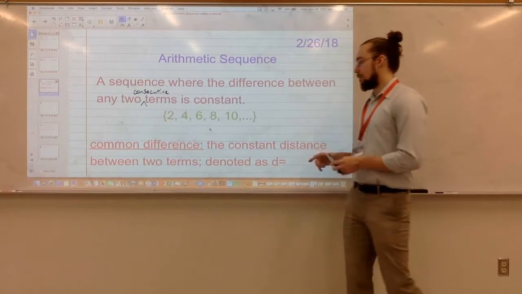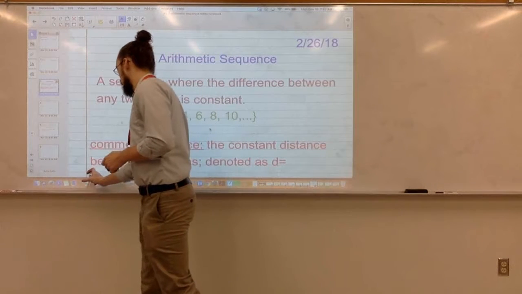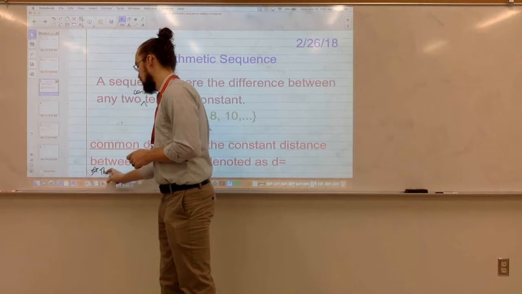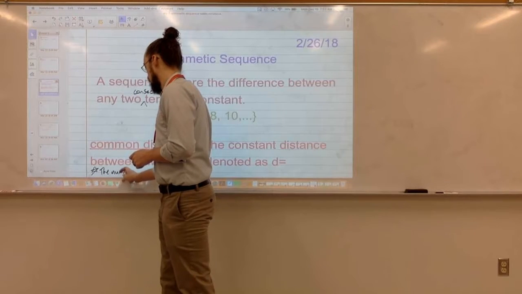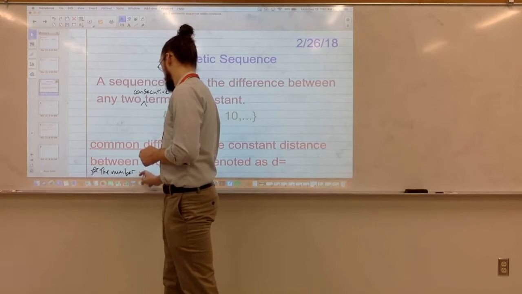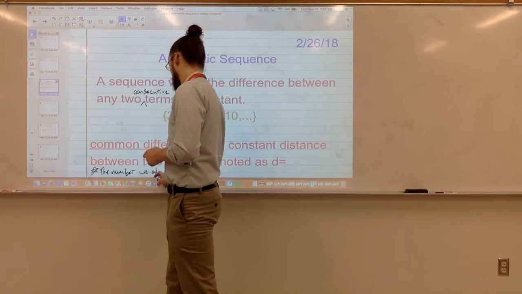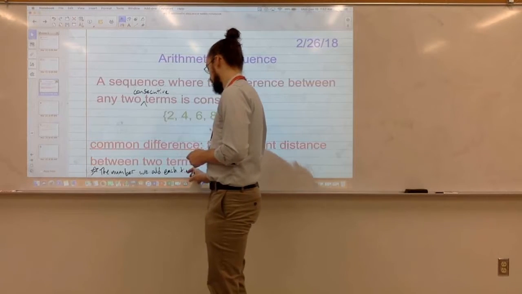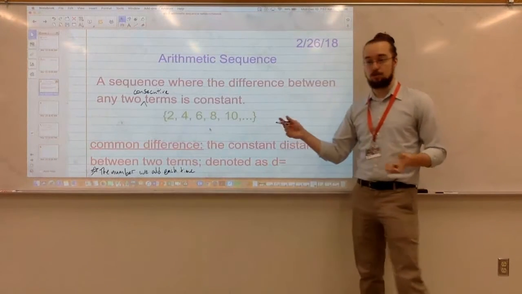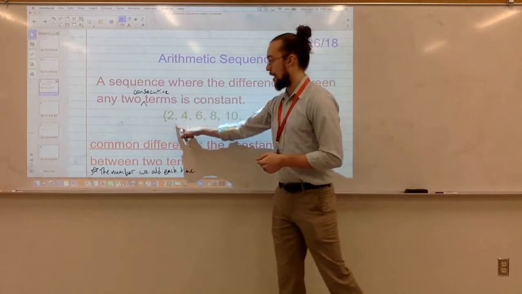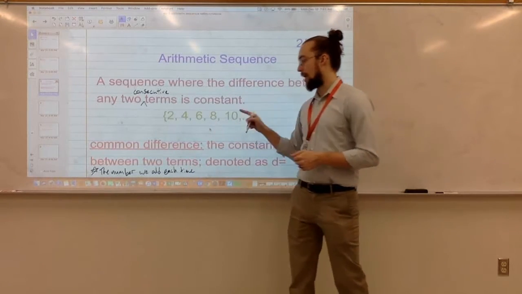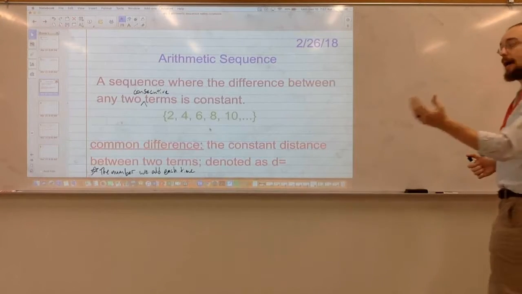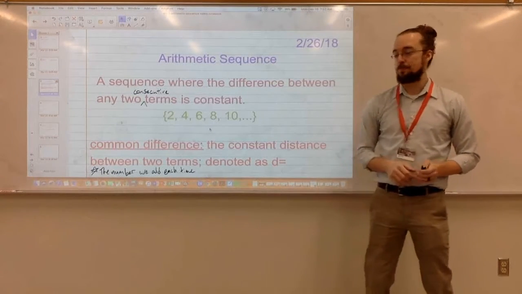Alright. If you want to make a note, another way of thinking about the common difference is just the number we add each time. So in this example, my common difference is 2, right? I'm adding 2, adding 2, adding 2, adding 2. Now that number could be positive or negative, right? I could be adding a negative number every time.